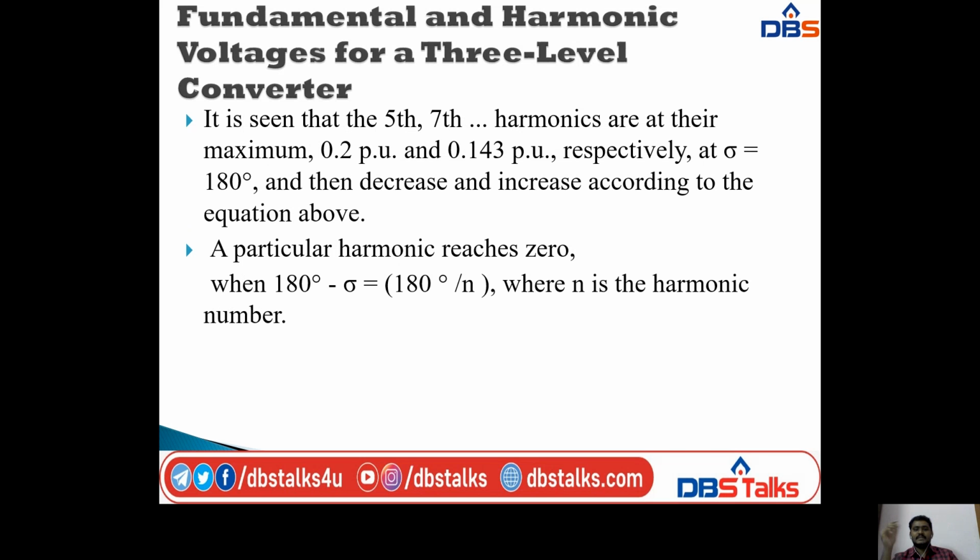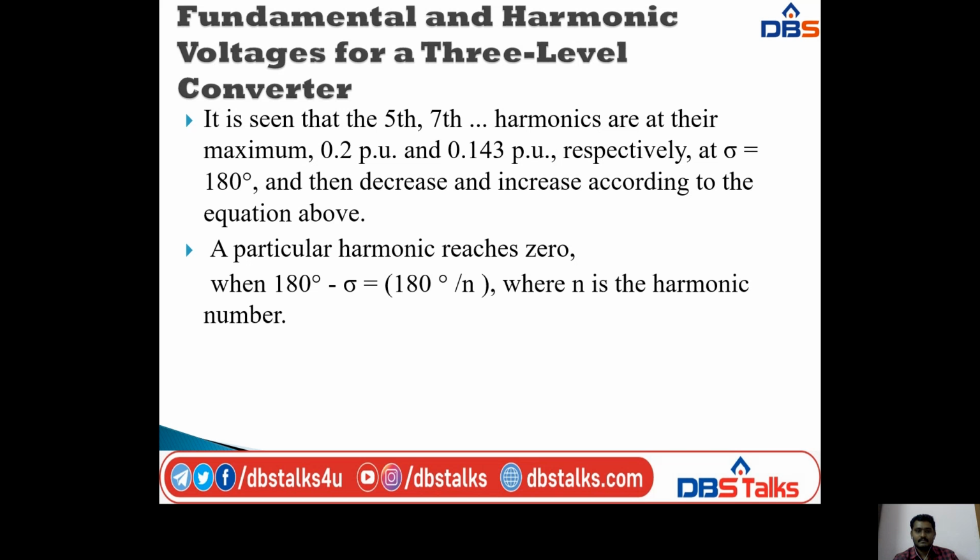And next, it is seen that the fifth and seventh harmonics are at their maximum, 0.2 per unit and 0.143 per unit respectively, at sigma equal to 180, and then decrease and increase according to the equation above. A particular harmonic reaches 0 when 180 minus sigma is equal to 180 by n, where n is the harmonic number.